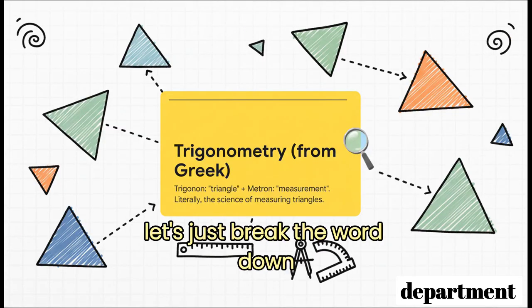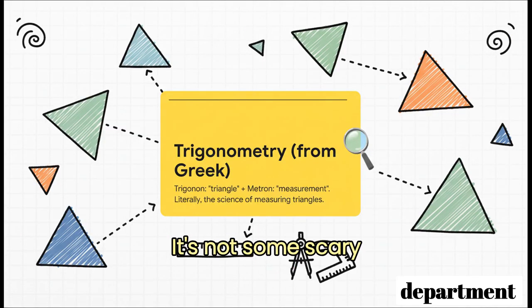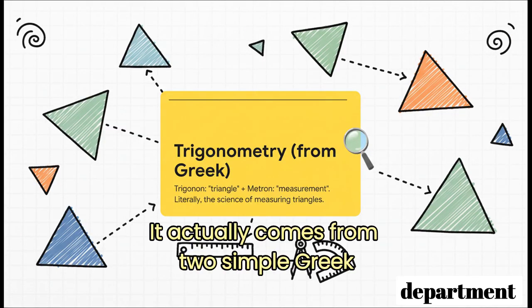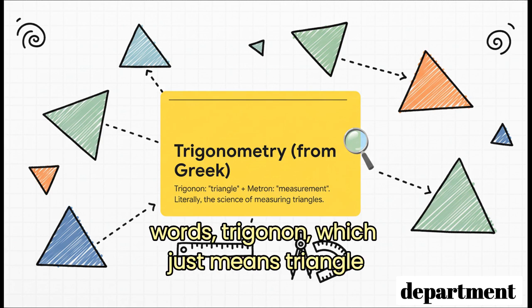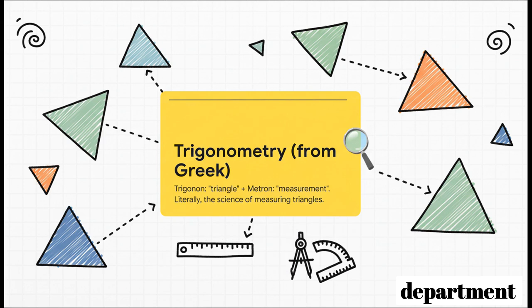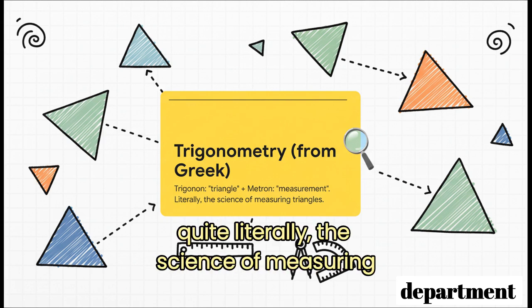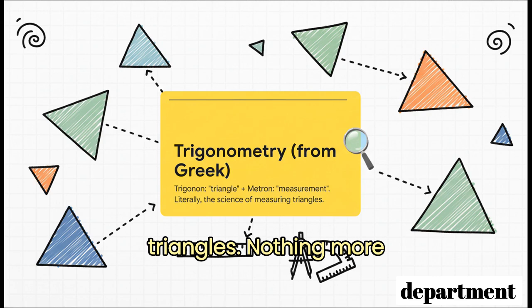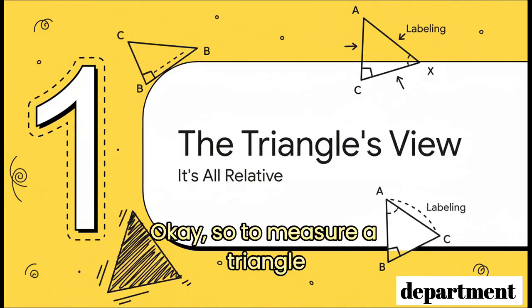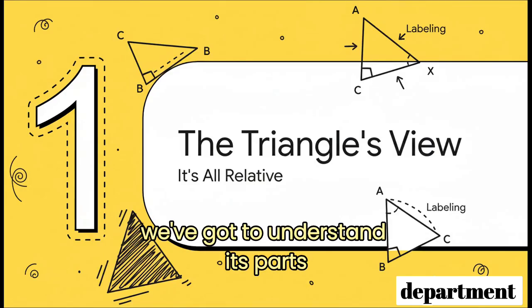So, first things first, let's just break the word down. It's not some scary, made-up term. It actually comes from two simple Greek words, trigonon, which just means triangle, and metron, which means measurement. That's it. Seriously, trigonometry is quite literally the science of measuring triangles. Nothing more, nothing less. Okay, so to measure a triangle, we've got to understand its parts first.